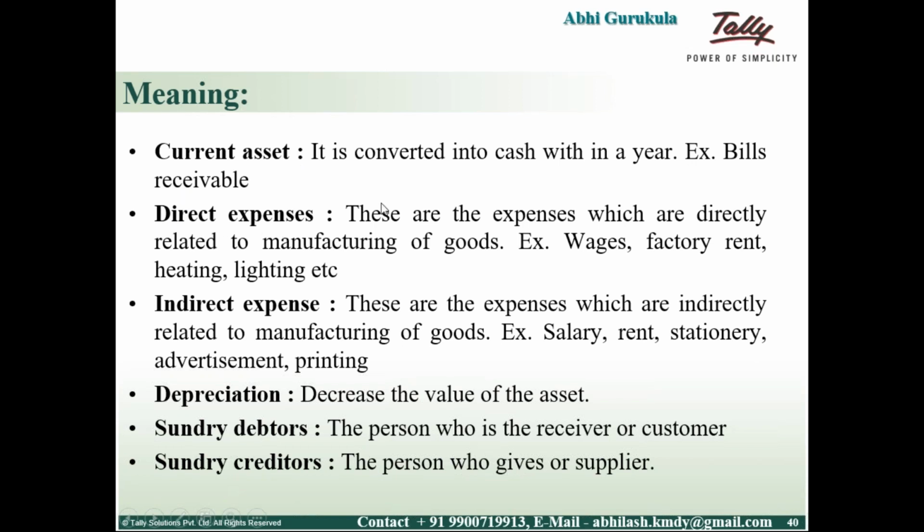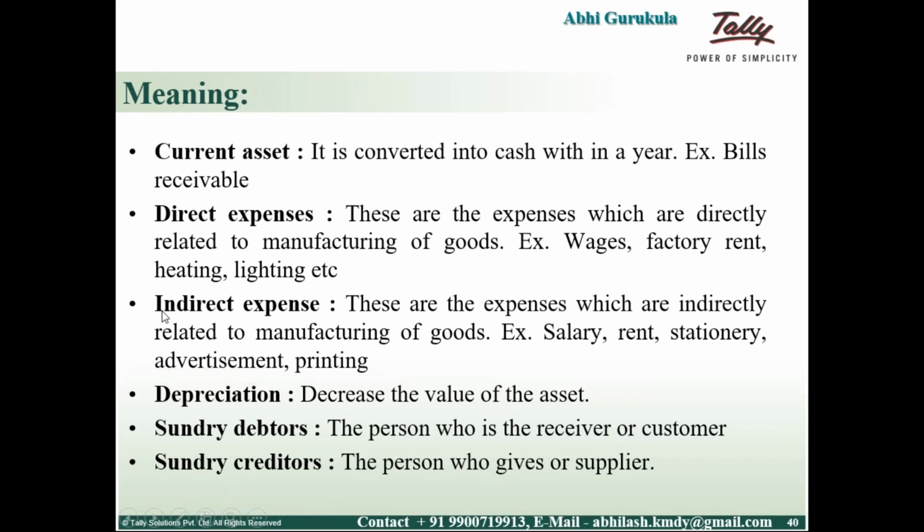Next one is direct expenses. What are they? These are the expenses which are directly related to manufacturing of goods. For example, wages, factory rents, heating, lighting, etc. These we call direct expenses. When you have to treat something as a direct expense, you can see it is directly related to manufacturing activities. So ಯಾವ ಒಂದು activities manufacturing activities directly related ಆಗಿರುತ್ತಾ, that should be called direct expenses. Andre ledger, you have to post under wages, factory rents, lighting and heating. These come under the direct expenses group.